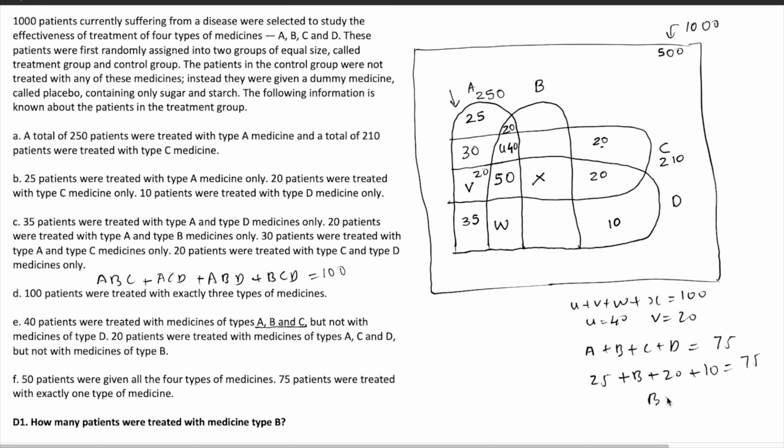So B will be equal to 30 plus 25, 55. 75 minus 55, which is equal to 20. So we can write the value of B only as 20 here. Also, let's substitute the value of U and V in equation number 1. U is 40, V is 20, 60. W plus X is equal to 100 minus 60, that is 40. I will mark this as equation number 2. We will use it later on.